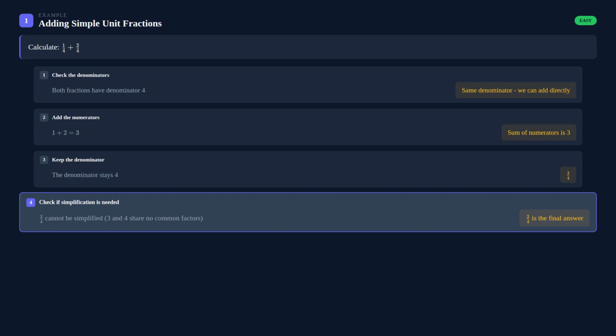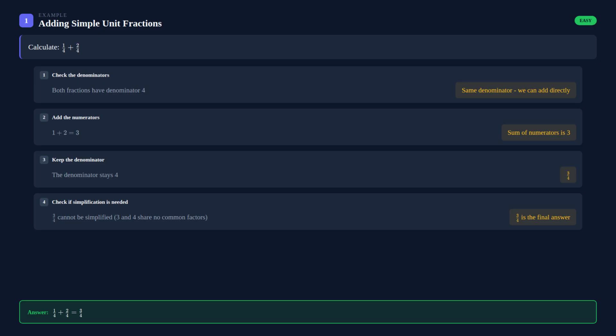Step 4. Check if simplification is needed. 3/4 cannot be simplified. 3 and 4 share no common factors. This gives us 3/4 is the final answer. The answer is 1/4 plus 2 over 4 equals 3/4.